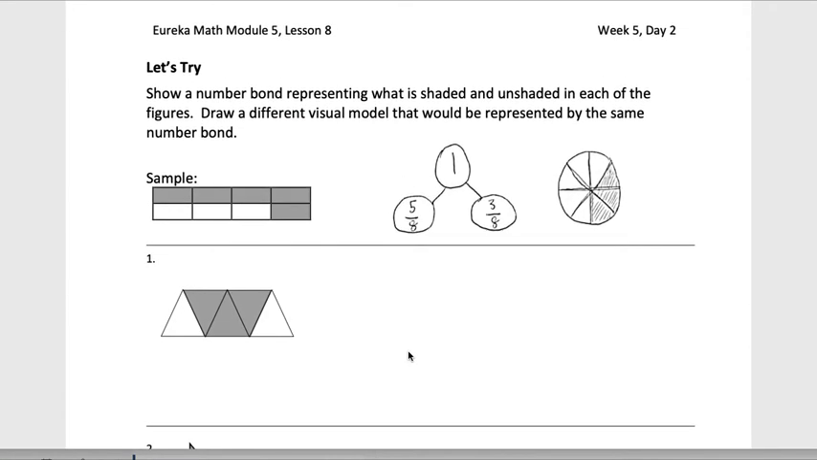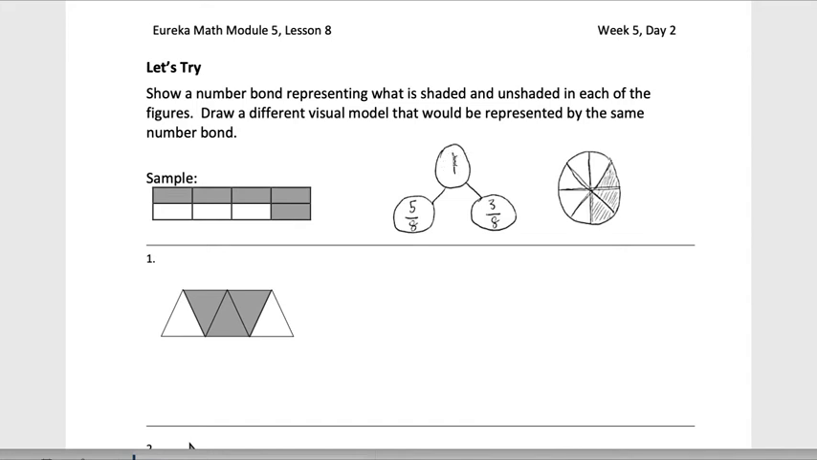So now they're going to ask you to try it. It says to show a number bond representing what is shaded and unshaded in each of the figures. Draw a different visual model that could be represented by the same number bond. And what I mean by that is you can draw a square, you can draw a circle that shows equal parts. So for your sample, we have 1, 2, 3, 4, 5, 6, 7, 8 total parts. That's going to be represented by one whole.